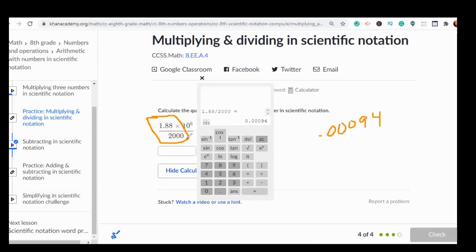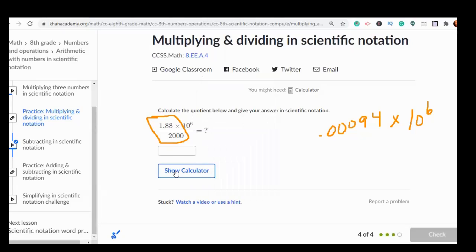And then we will, of course, deal with the base 10 power, which there's only one, so we can just write it down, times 10 to the 6th. So at this point, just like we've been doing, you want to check and see if this number is in scientific notation right now, because if it is, then you're done. And if it's not, you're going to have to fix it. So 0.00094 times 10 to the 6th, unfortunately, is not scientific notation. Why? Because this first number is not between 1 and 10. It's smaller than 1. It's not going to work.